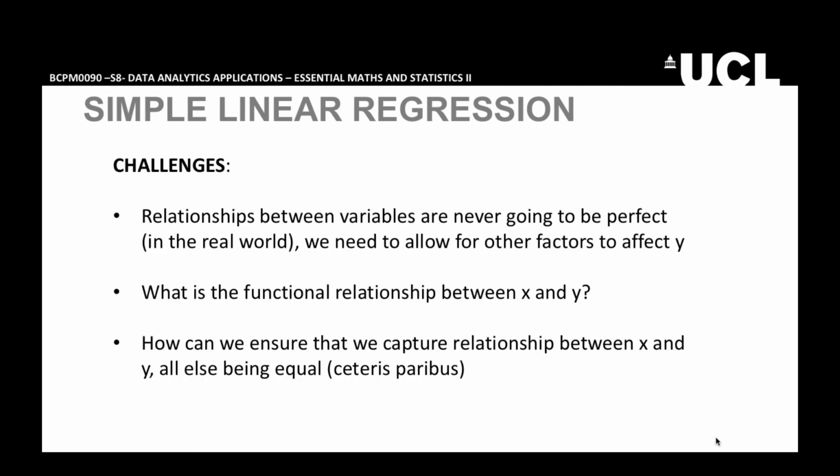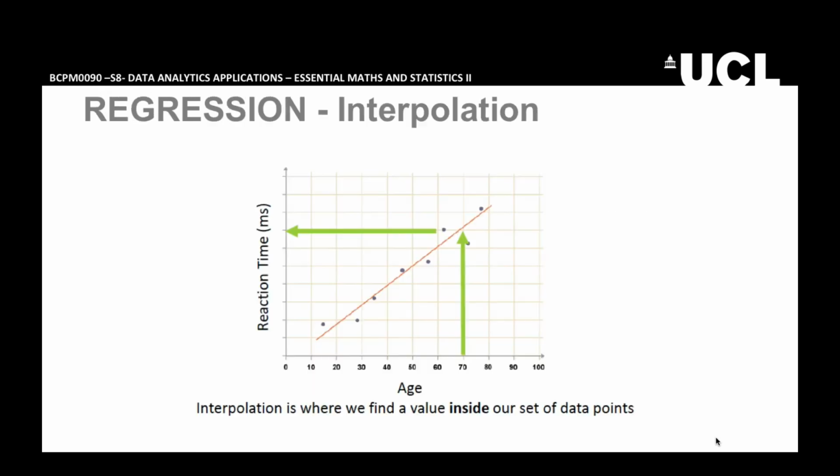So the main challenge about linear regression and correlation in general is that the relationships between the variables are never going to be perfect. As you know, the real world is much more complex than the mathematical models. So it's difficult to ensure that we are capturing the relationship between x and y, with all else variables being equal.